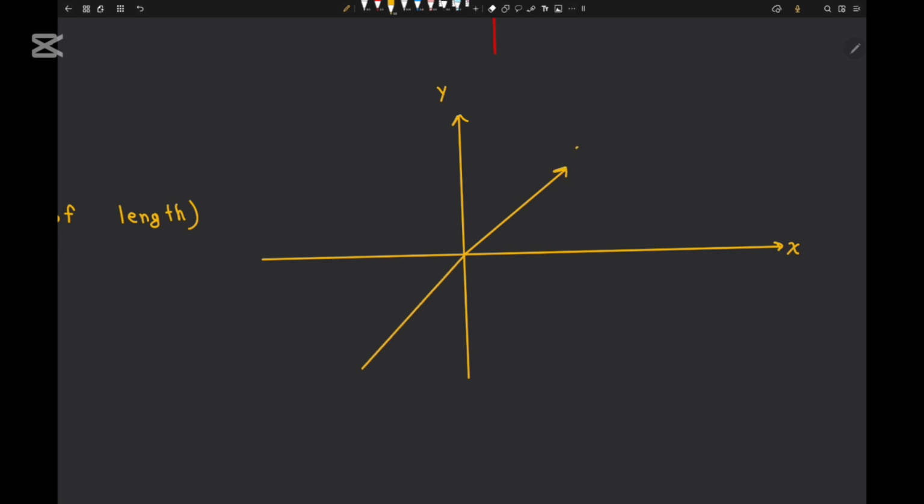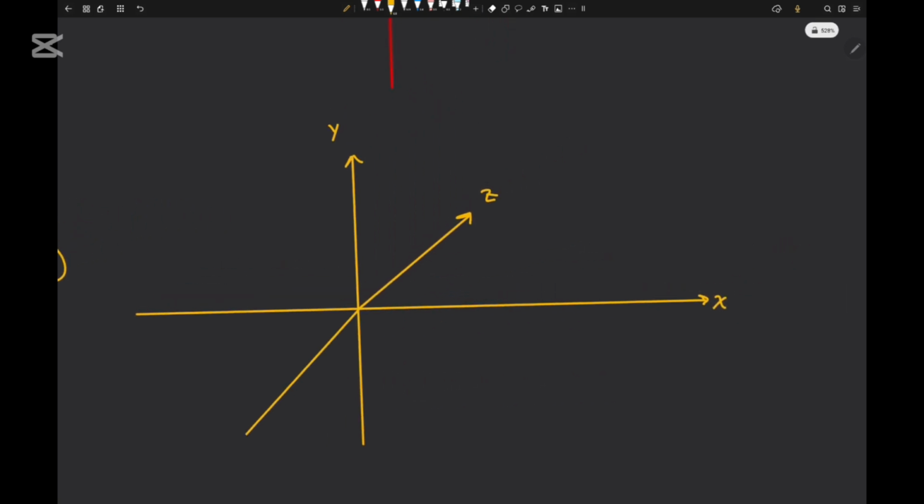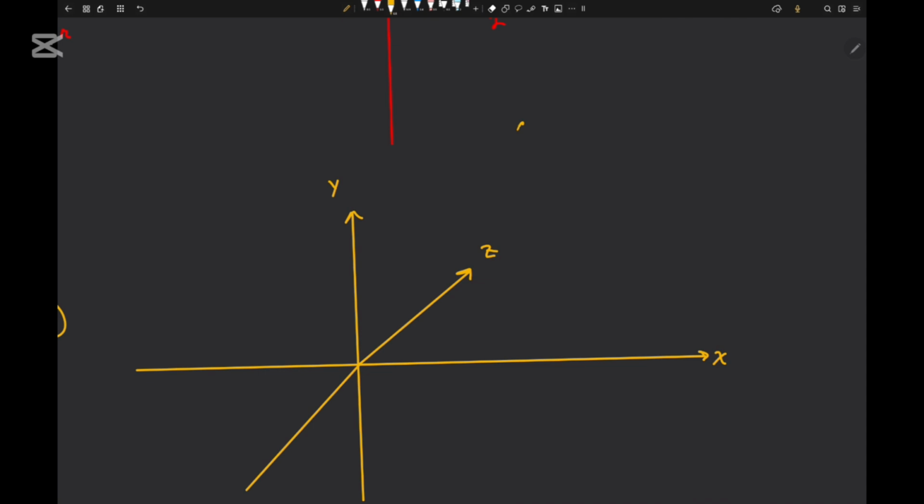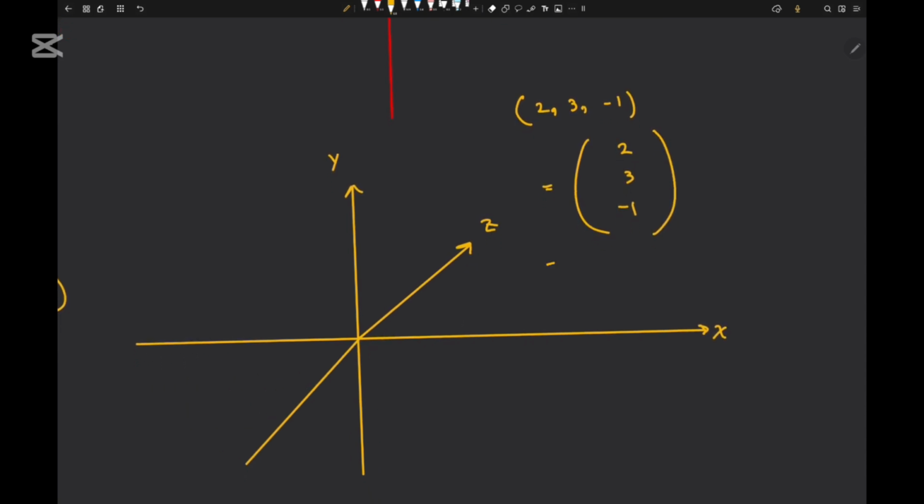So this is the z-axis. Basically the coordinates are given in this format: 2, 3 and -1, or the coordinates can also be given in column vector format, which is 2, 3 and -1, or this can also be given as 2i plus 3j minus k.